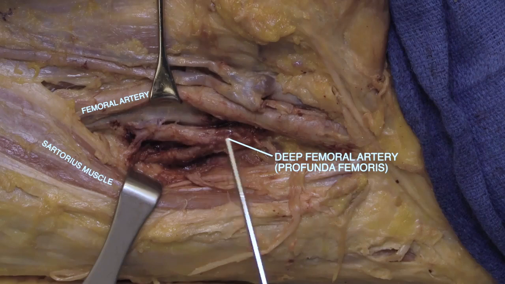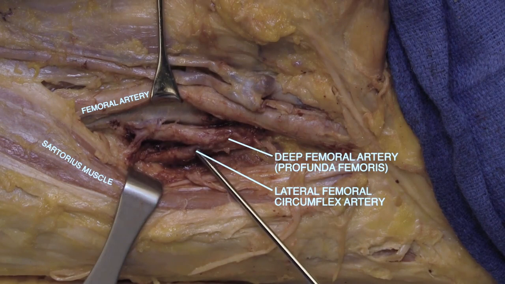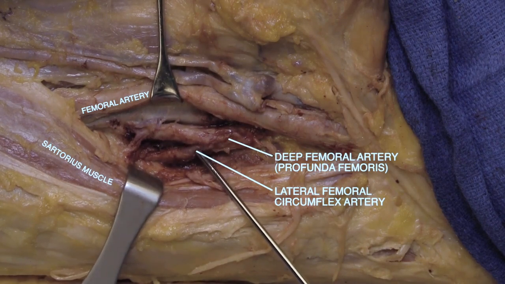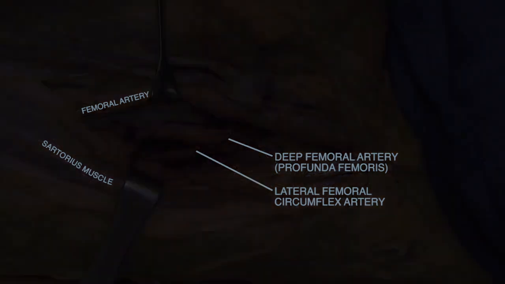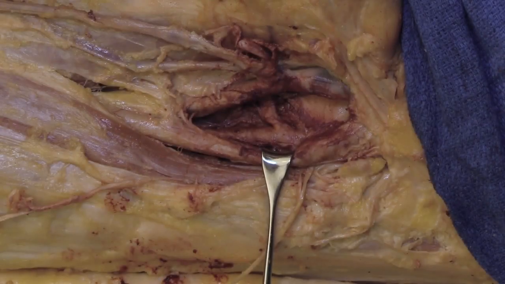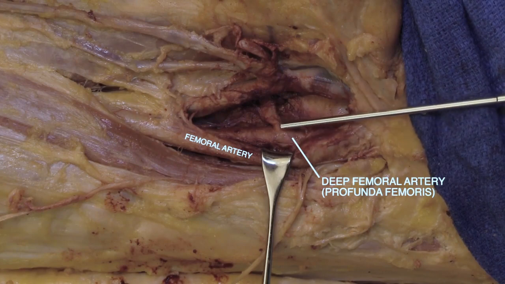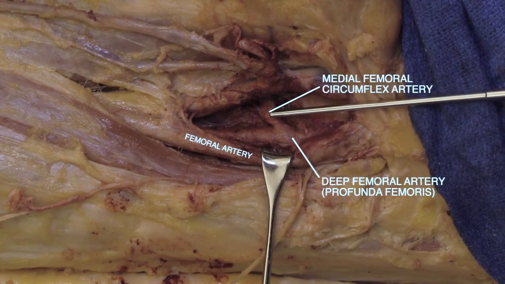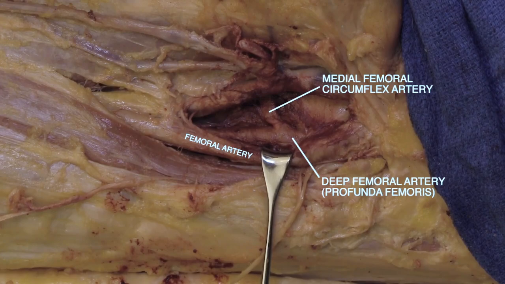We see a large branch, the lateral femoral circumflex artery, which supplies the lateral thigh and has a branch which ascends superiorly to join the plexus around the greater trochanter. We've retracted the femoral artery laterally. We show the deep femoral artery, and we show the medial circumflex femoral artery, which supplies medial thigh and has an ascending branch which supplies the head of the femur.